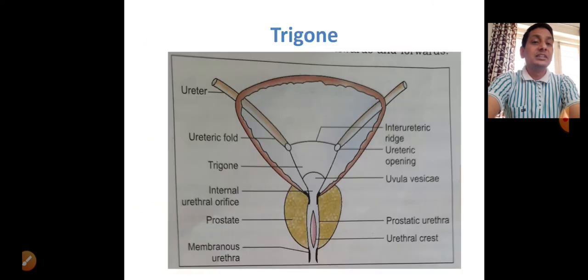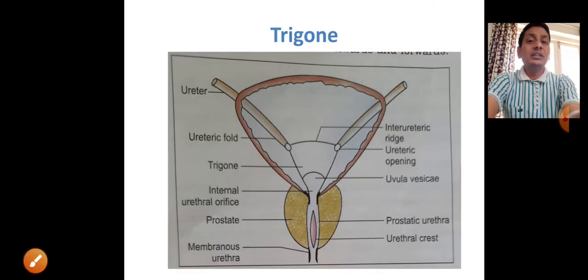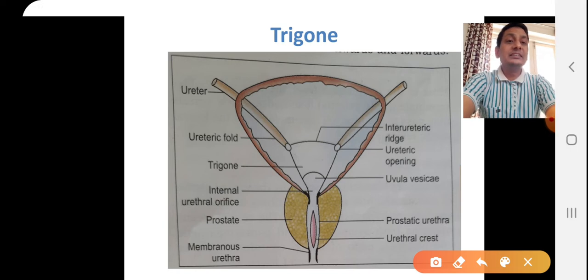If we take the incision and see the interior, what we can see is the mucosa of the empty bladder thrown into manifold folds because of the loose attachment of the muscular coat, and at the base this mucosa is smooth and forms a triangular area. This triangular area is called the trigone.